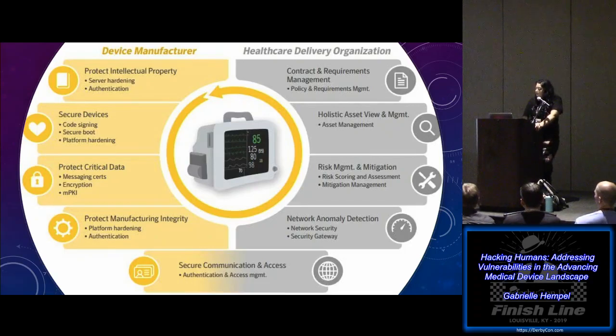So the difference in responsibility between these device manufacturers and a healthcare organization that might experience an event firsthand are: device manufacturers need to protect their intellectual property through server hardening and authentication, secure devices through code signing, secure boot, and platform hardening, protect critical data through messaging certs, encryption, and MPKI, and protect their manufacturing integrity through platform hardening and authentication. Healthcare organizations, by contrast, need to manage their contracts and requirements, perform holistic asset reviews and asset management, manage and mitigate risk, and detect anomalies in network security and security gateways. Both need to come together to ensure secure communication and access through authentication and access management.